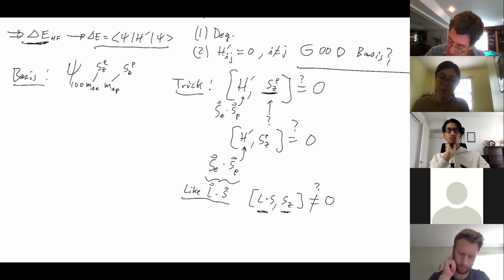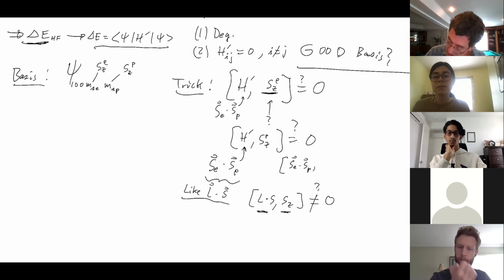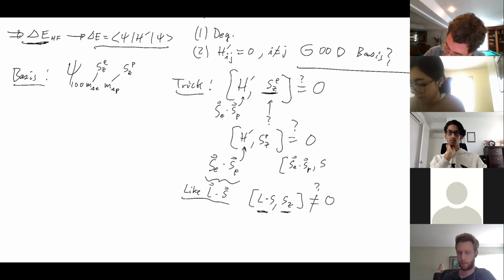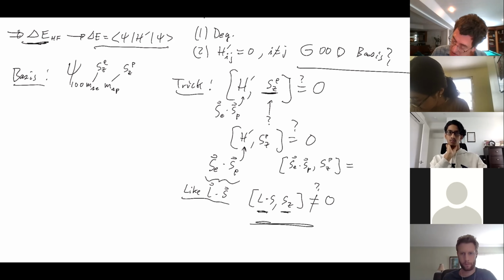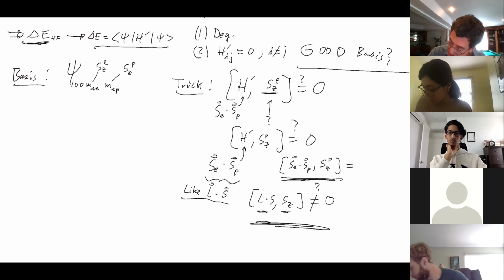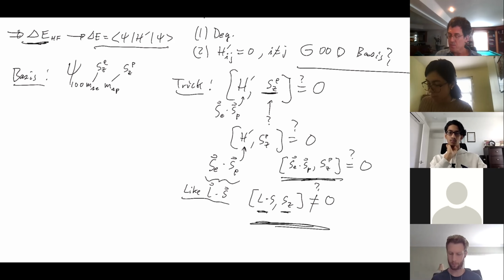now I'm asking you, how about this commutator, S sub E dot S sub P, comma, S sub P Z? Oops, I wrote it the wrong way. So if this does not equal 0, what can I say about this? Does it equal 0? No.